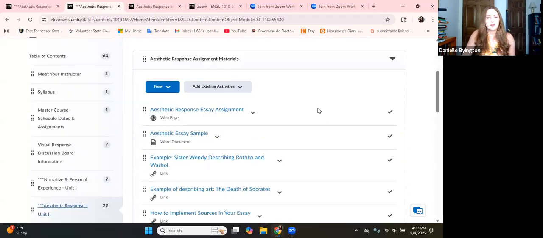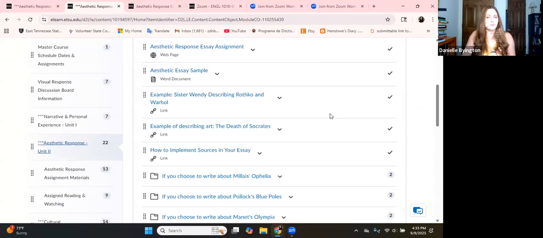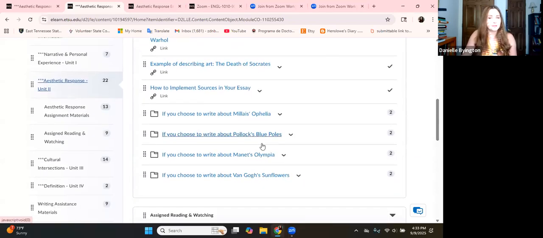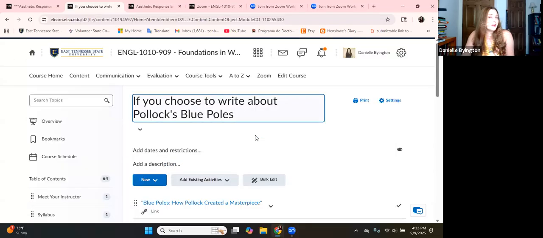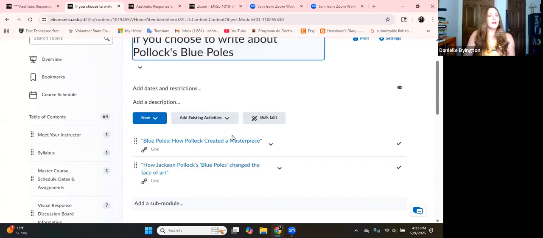So I'm going back here into the unit itself. So let's say you choose to write about Jackson Pollock's Blue Poles. When I click on that, all of those, as you saw, clearly say, this is for this painting, this is for that painting. So you know exactly where you need to find these. There they are. So depending on which painting you choose to write about, the source could be from the official National Gallery that owns that painting, or it might be from a prestigious art journal. It just depends on which painting you choose.